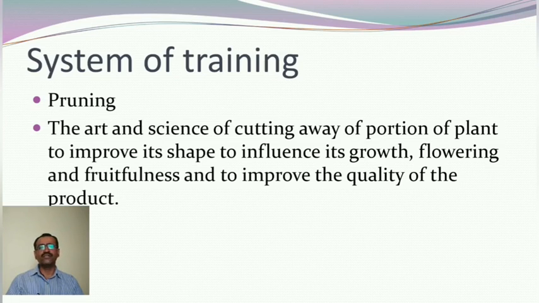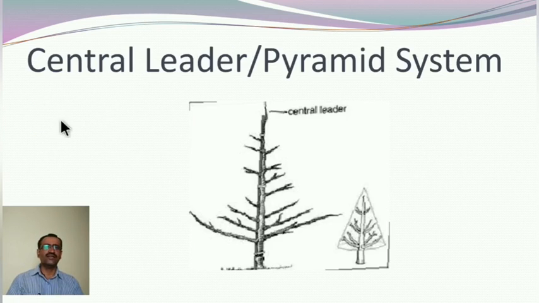Management is done to develop a tree framework strong enough to bear a large amount of fruit without the branches breaking. There are three main training systems. Let us see them one by one: the first is the central leader system, the second is the modified leader system, and the third is the open center system. These three systems are important for giving structural support to the plant. Okay, let us see one by one, what is the central leader system.